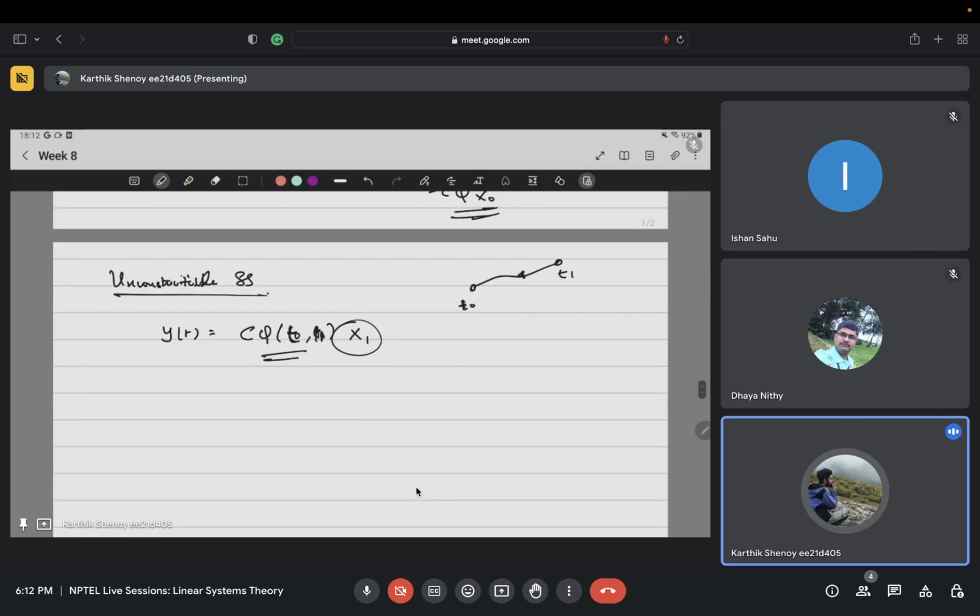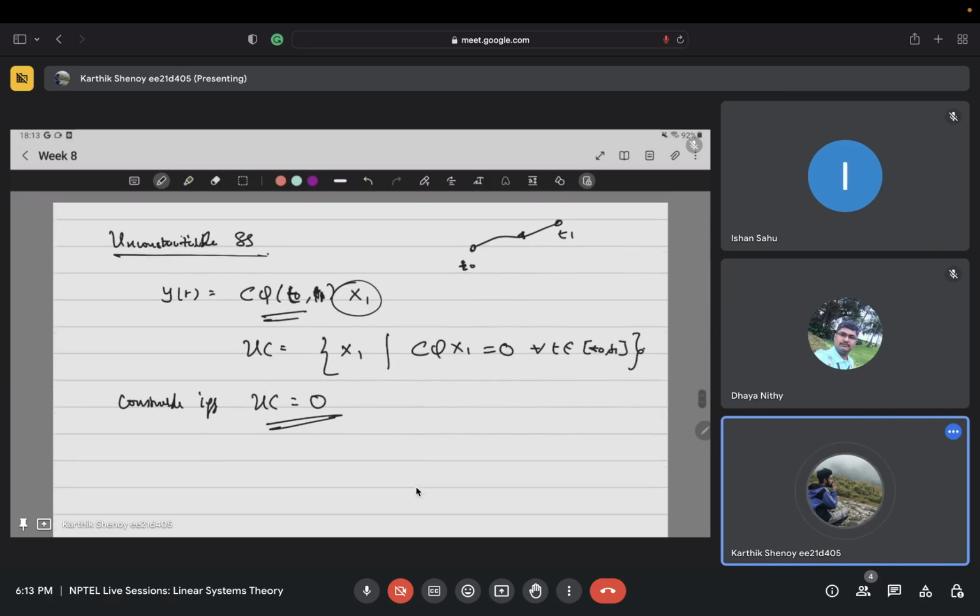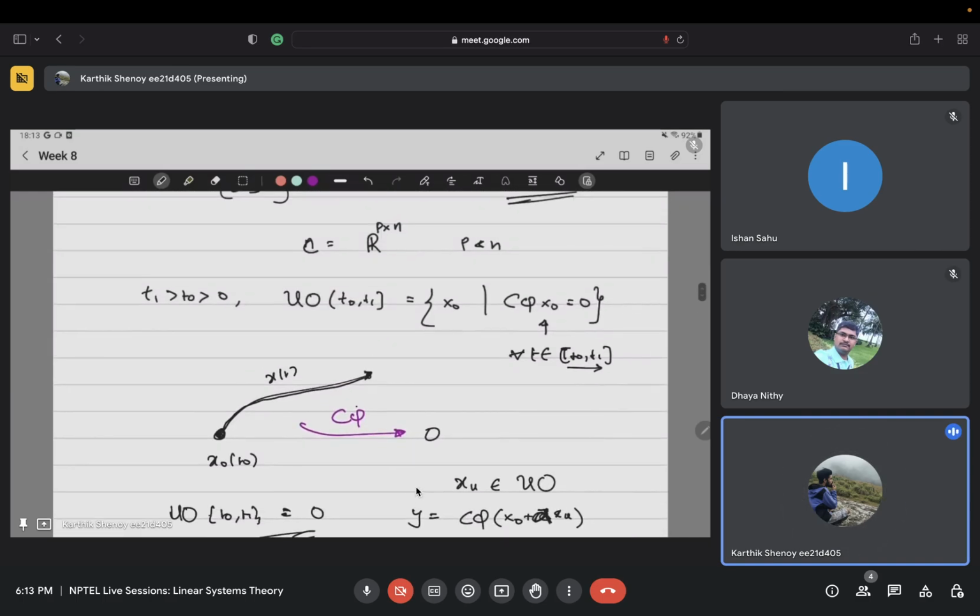Now the same conditions apply, where the unconstructible subspace is the set of all x1 such that C phi x1 is equal to 0 for all t belonging to t0 t1. Okay. So I hope, again, it's constructible if and only if Uc is 0. Okay. So those are the two main subspaces.